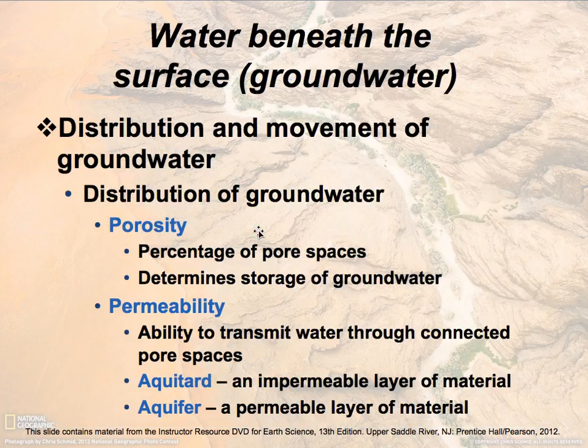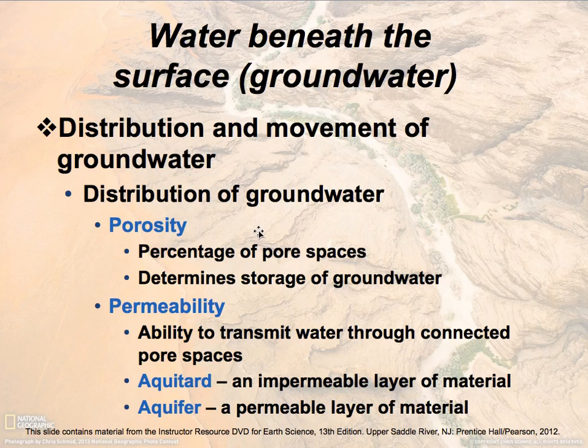Water beneath the surface is characterized by a couple different aspects. Distribution of groundwater is controlled by porosity of the subsurface, that is, the amount of pore space. It's often given as a percent. It determines the amount of groundwater that can be stored.